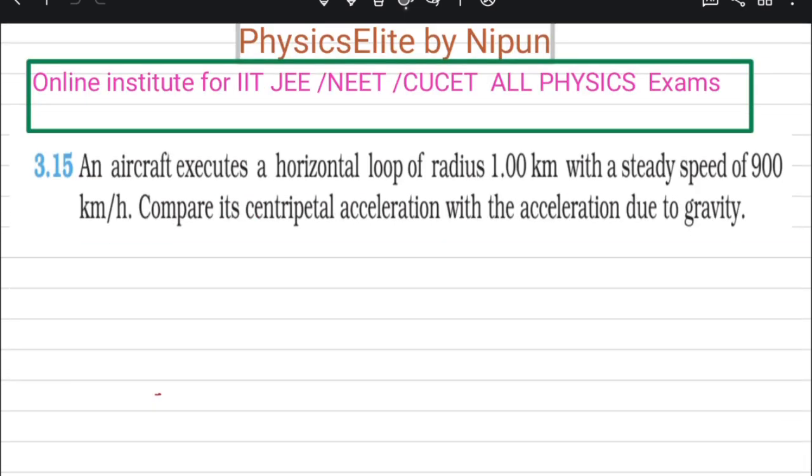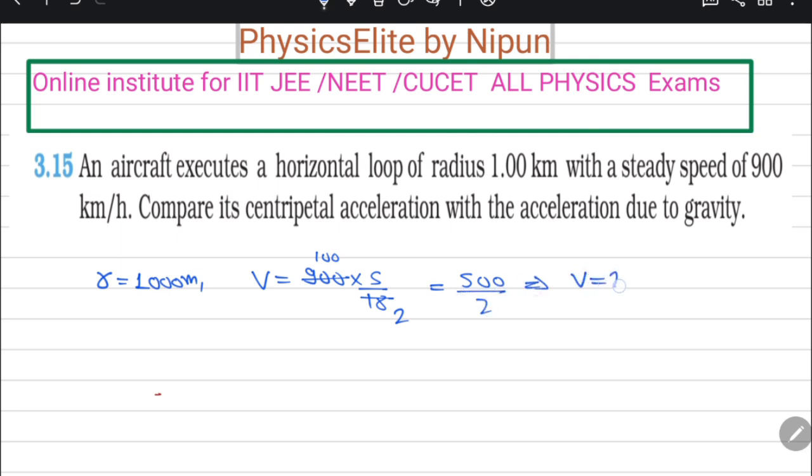And this is also a very good question. An aircraft executes a horizontal loop of radius, they have given radius is 1 kilometer, means 1000 meter, with a steady speed of 900 into 5 by 18. So this comes out to be 500 by 2. So this comes out to be 250 meter per second.